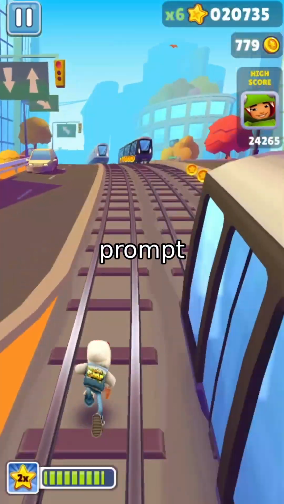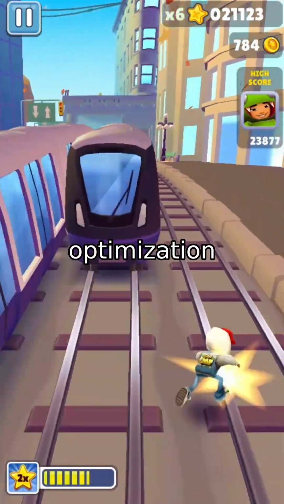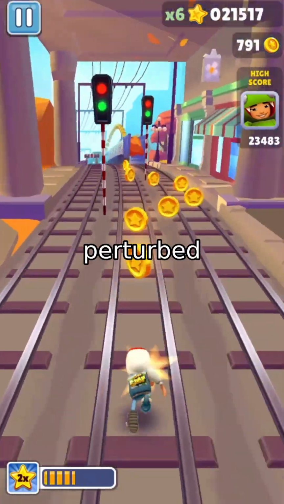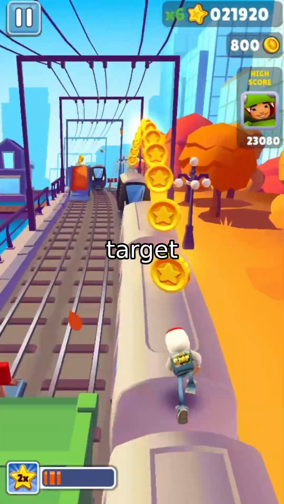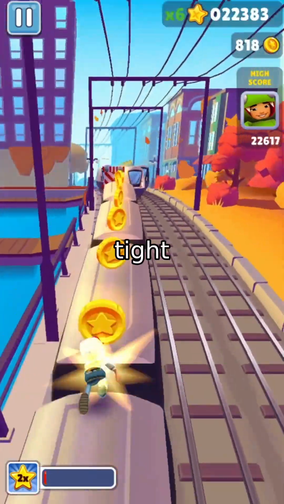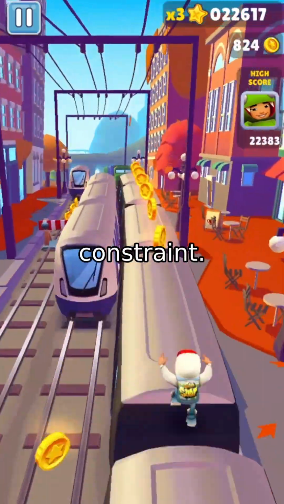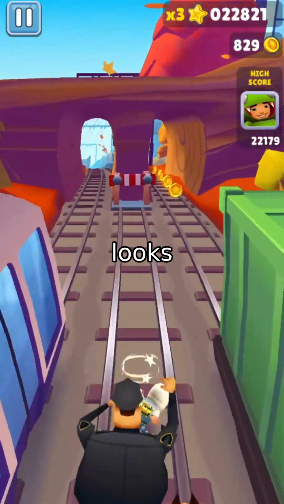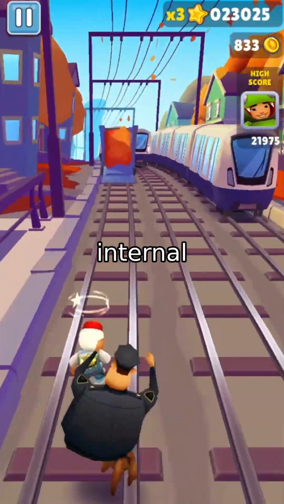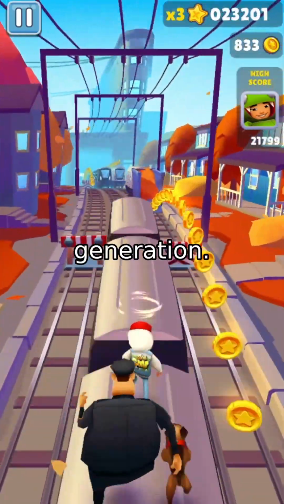When an attacker creates a prompt injection image, they're essentially solving an optimization problem. They want to find a perturbed image that maximizes the probability of a target output sequence, all while staying within a tight perturbation budget, like an L-infinity norm constraint. The resulting image looks identical to a human, but the model's internal representation has been subtly warped to steer generation.